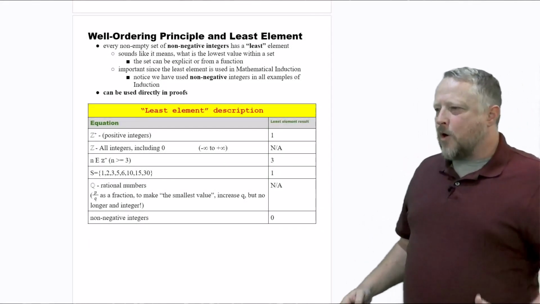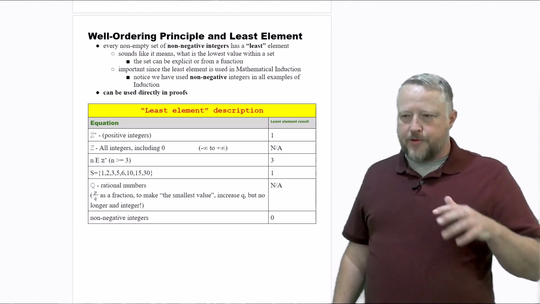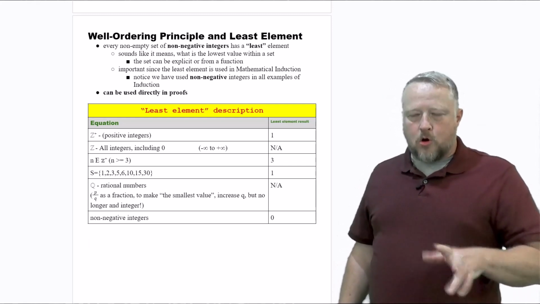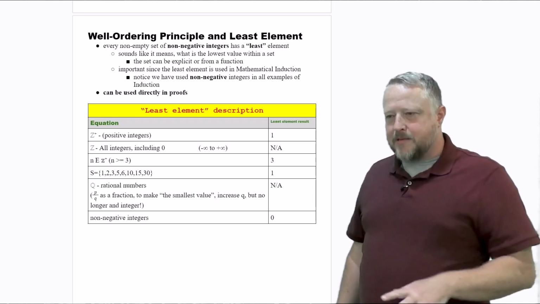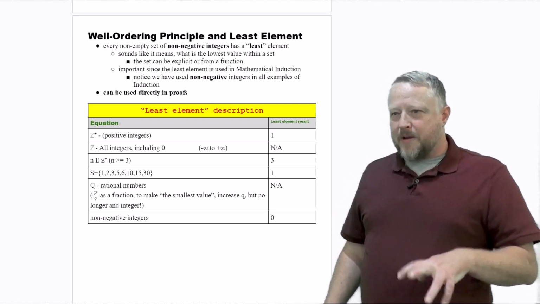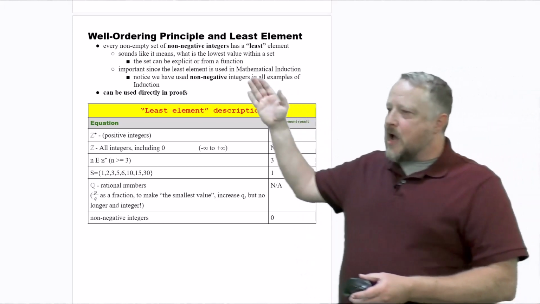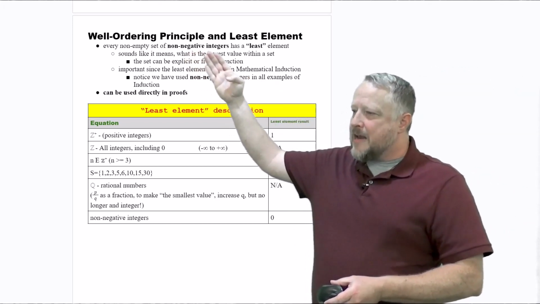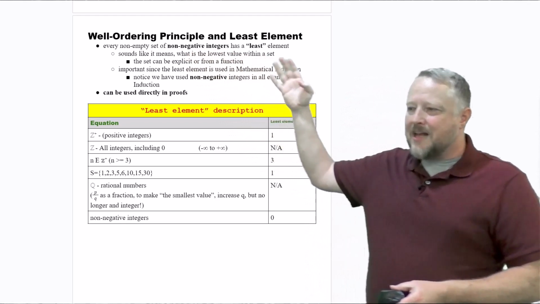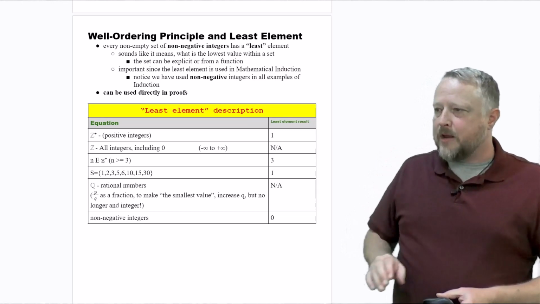So the next overall theme that you actually see in the back of the chapter for the Rosen book is the well-ordered principle and least element. It's in the back of the book and it's not very large, but I still want to go over it because of two things that really come in this. Every non-empty set of non-negative integers has a least element. And I'm going to show you an example of that here in a moment, so bear with me.